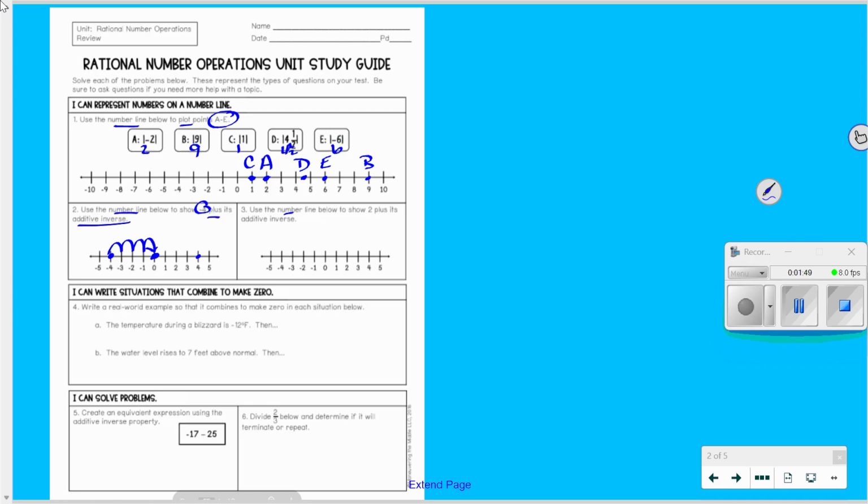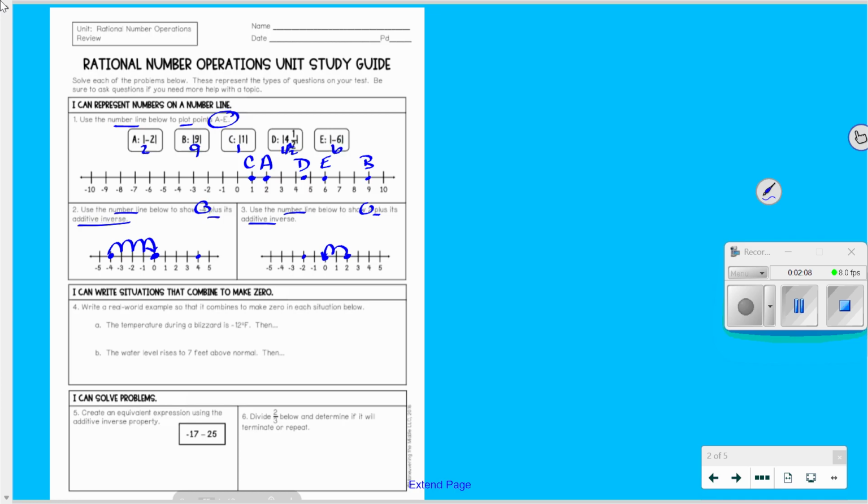Use the number line below to show 2 plus its additive inverse. So 2 plus its additive inverse is going to take it back to 0. So that's another one. If you plotted it 2 and -2, I probably would have given you credit on that. But because it's asking you to show what it is, that's the actual math.